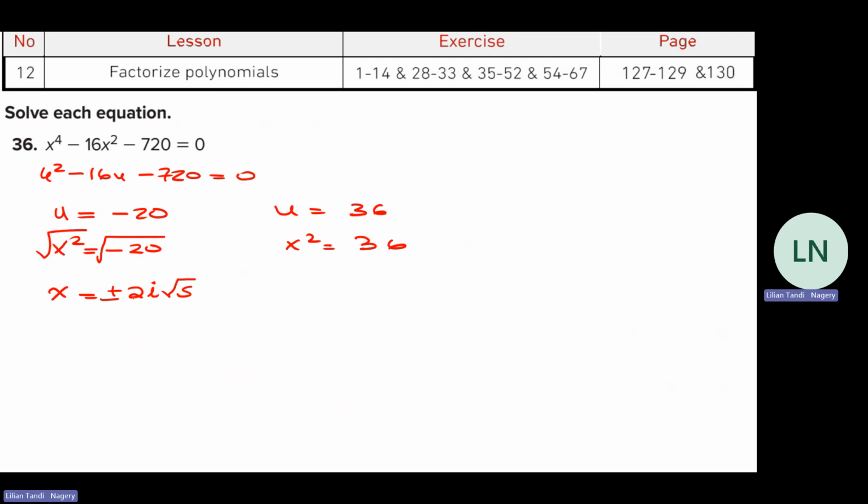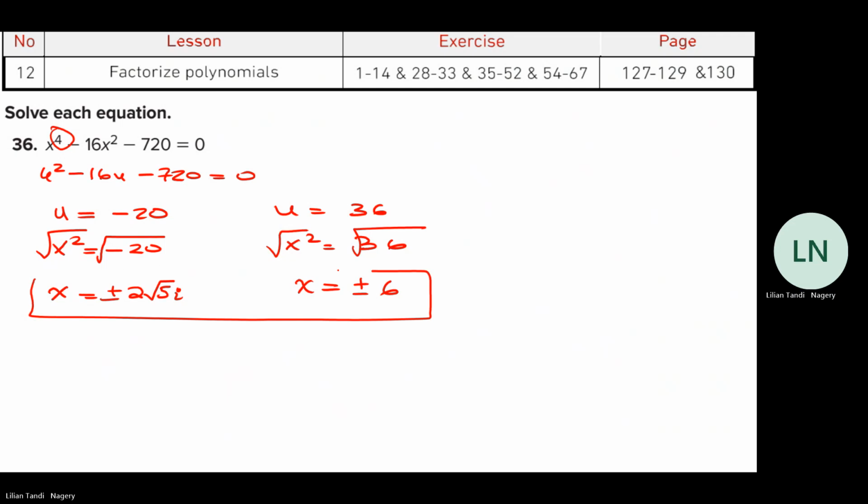This looks weird. Okay, I think it's 2 root 5, and then put i there, like that. That looks better. And then here you're going to do square root and square root. x equals plus or minus 6. And you need 4 roots. And here are your 4 roots. Okay?